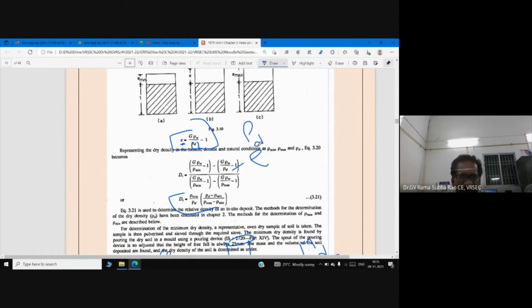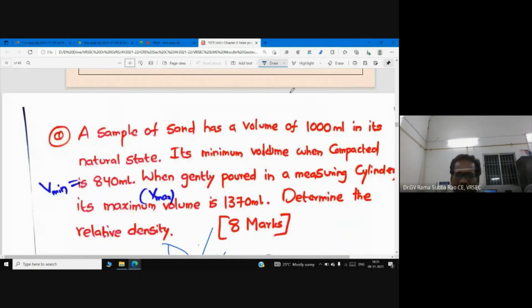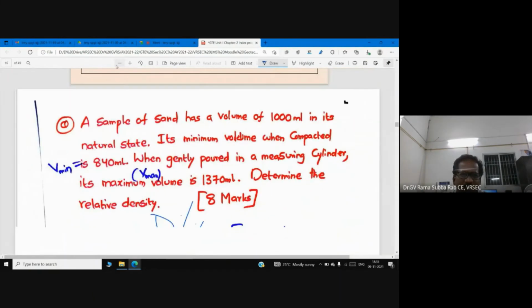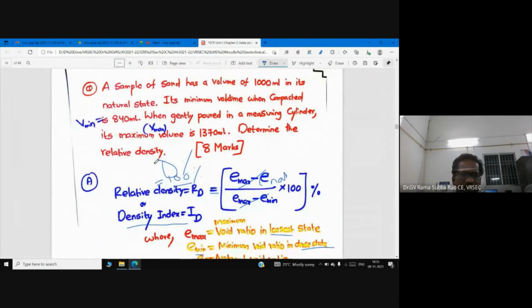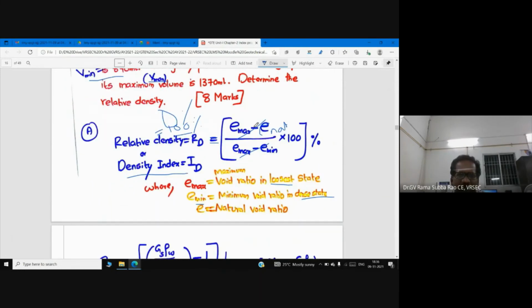We can determine ρd by using the core cutter or sand replacement method. But in granular soils, obviously we should go for the sand replacement method. How to determine the natural void ratio is also a very good discussion. So I am presenting one question within a short time. We have one question in our end examination. The volume of the mold is given in the natural state, in the compacted state, and in the loosely poured state. So one can easily determine relative density, (e_max - e) / (e_max - e_min) × 100.